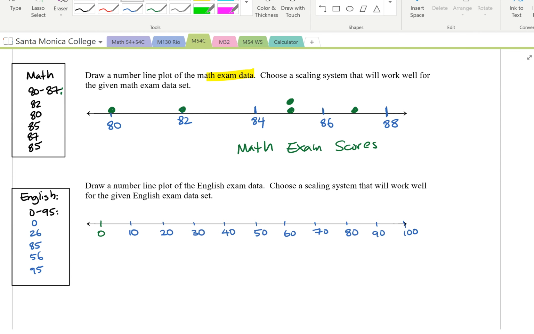Next thing is I'm going to plot them. So first one is 0. And then I have a 26, a little bit more than 25. Then I have an 85. I have a 56 next, a little bit more than 55. I have a 95. Again, I hope that your number line looks better than mine here. I feel like the spacing here, some of it is a little bigger than the others. Although 95 should be halfway in between, so it should be somewhere here. This should be 95, okay? So that is my English exam data.